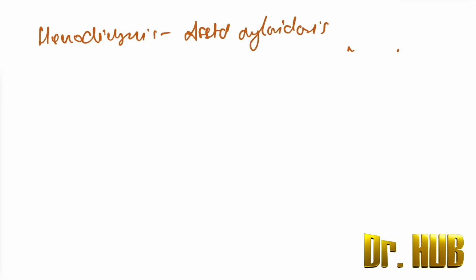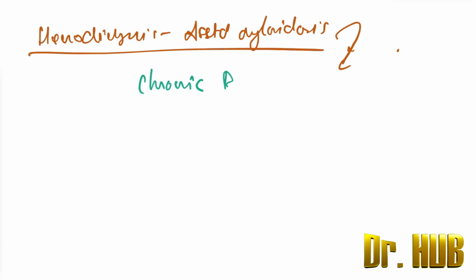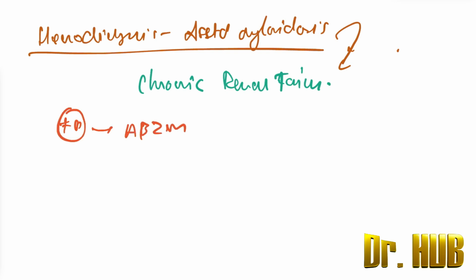Then we will look at the hemodialysis associated amyloidosis. So what does it include? This is seen in chronic renal failure. And what is the major fibril protein? The fibril protein is nothing but the A beta 2M. And what about the precursor protein? The precursor protein is going to be beta 2 microglobulin.